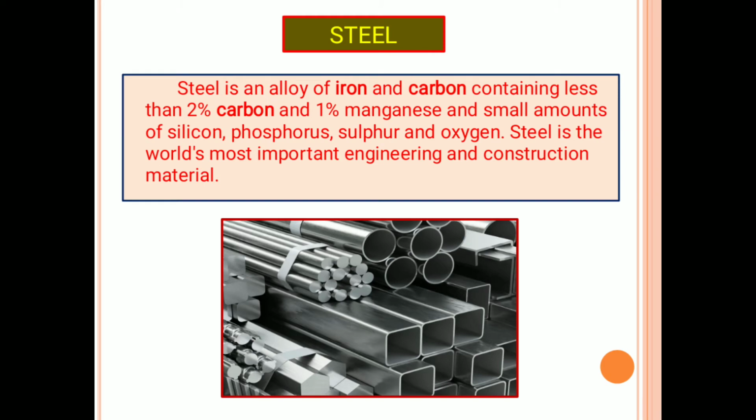So, what is steel? Steel is an alloy of iron and carbon containing less than 2% carbon and 1% manganese, and small amounts of silicon, phosphorus, sulfur and oxygen. Steel is the world's most important engineering and construction material, as we can observe clearly.